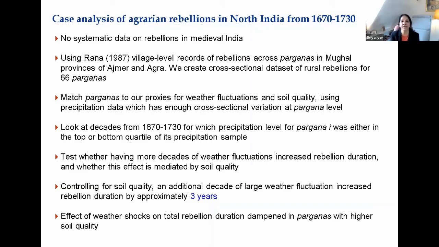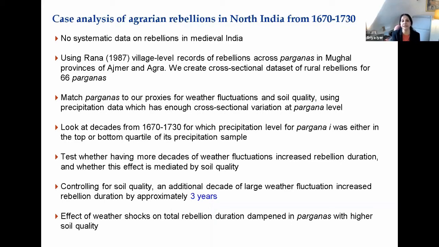And then we test whether having more decades of these weather fluctuations increases the rebellion duration and whether this effect is mediated by soil quality. And I'm not showing you that table, it is in the paper, but the bottom line result was that controlling for soil quality, an additional decade of large weather fluctuations increases rebellion duration for this sample by approximately 3 years.